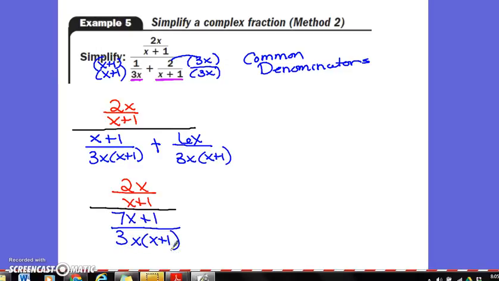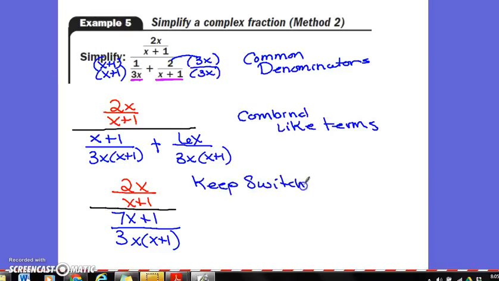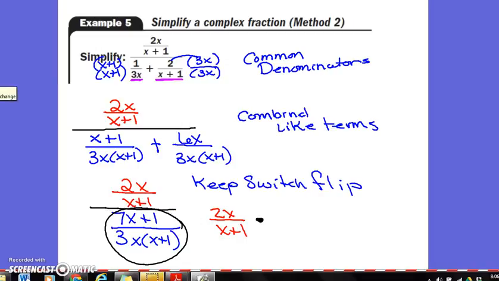Now we are going to do keep, switch, flip. So that means we keep the numerator the same, 2x over x plus 1. We switch it from a division to a multiplication, and we flip. So this is getting flipped, the denominator. So the 3x times x plus 1 goes in the numerator, and the 7x plus 1 goes in the denominator.